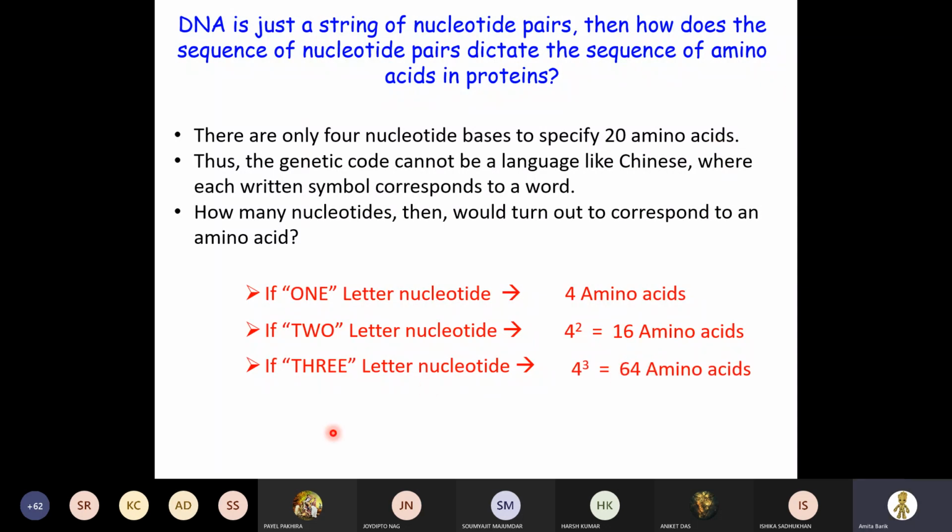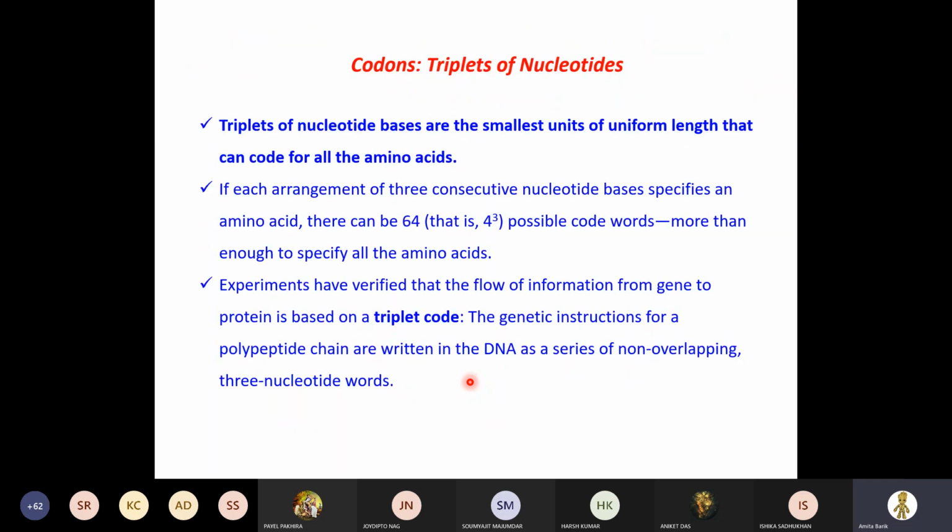Now, more is better, right? Less is harmful. So 16 won't cover the 20, but 64 at least is covering the 20. More is fine, but at least all the 20 amino acids are being covered. So the nucleotides are arranged in triplets, and these are known as the codons. Triplets of nucleotide bases are actually the smallest unit of uniform length that can code for all the amino acids.